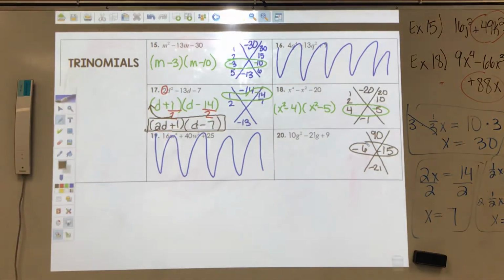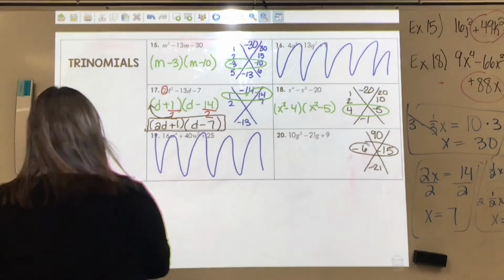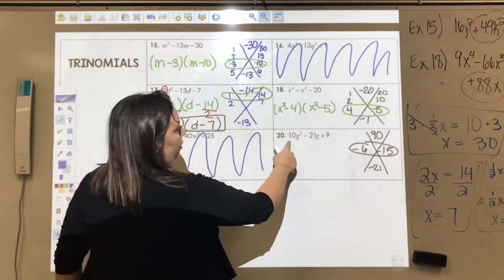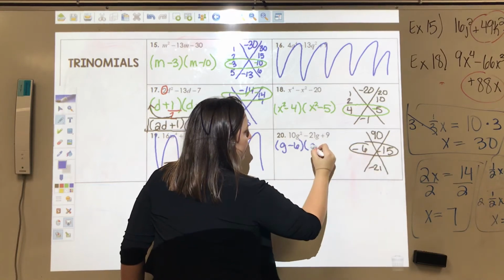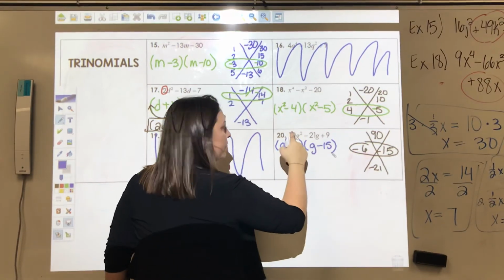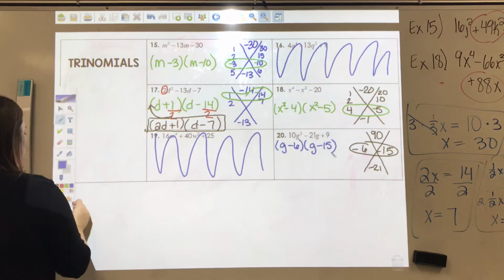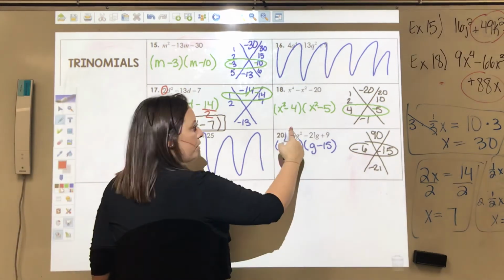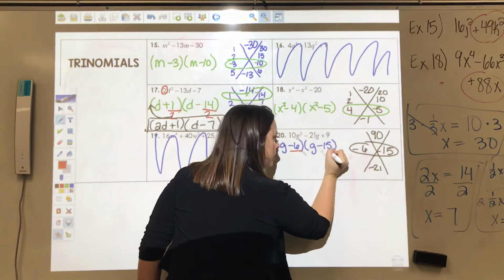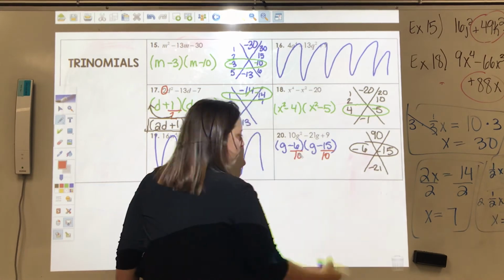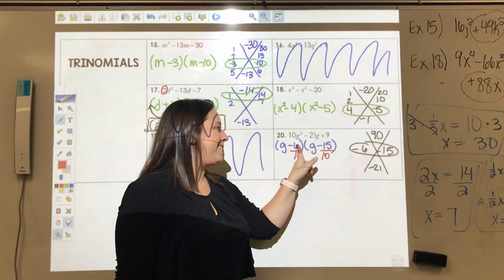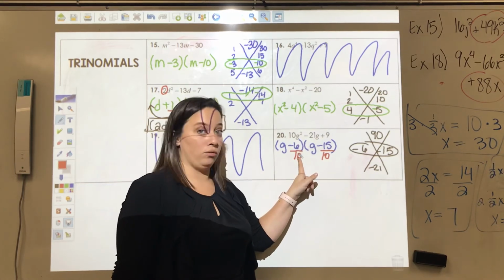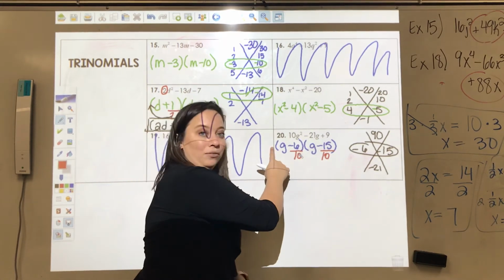Okay. So for this one, you're going to say g minus 6, g minus 15. Now, we're not done, remember, because there is a number in front. If there is a number in front, we have to divide both of these numbers by that number. Is 15 divisible by 10? No. Is 6 divisible by 10? No. So normally we would just slide it in front.